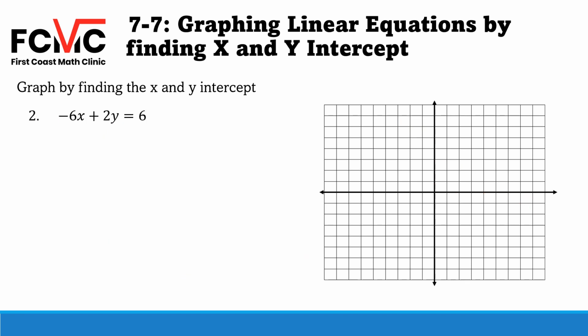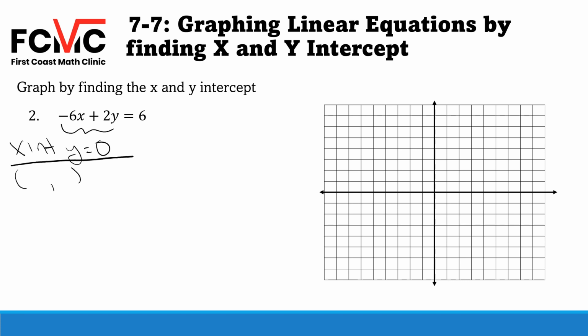So for example 2, we've got negative 6x plus 2y equals 6. Again, we notice that we've got the x and y on the same side, so our equation is in standard form. So we're going to find the x and y intercept to graph this. Starting with our x-intercept, we know y is equal to 0.